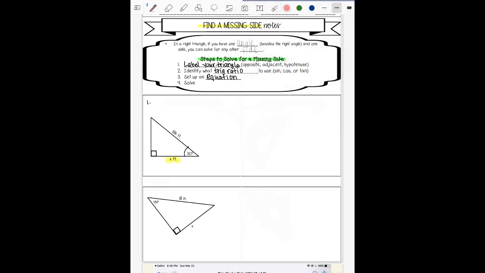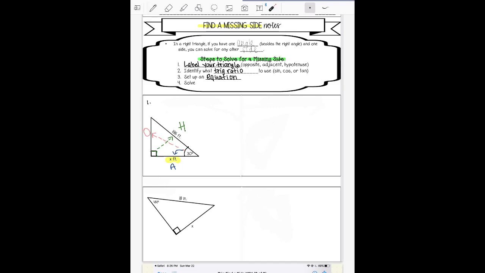And just like you've been doing, label them. Right off the bat, I know that this is going to be my opposite side. Identify your right angle, because that's going to help you figure out which one is your hypotenuse. And the side directly next to your angle is your adjacent. Be very careful with this, because if you mess the labeling up, everything is going to be off.